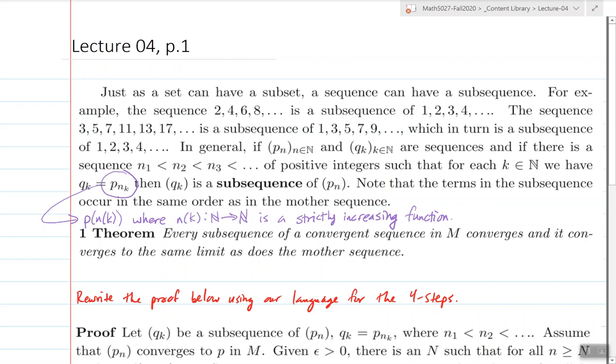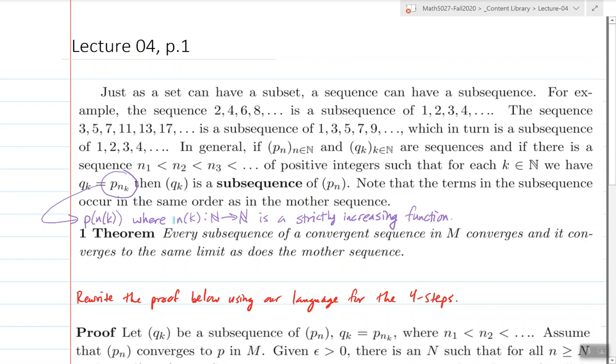So I think one thing from this initial paragraph that you should really get out is that you should consider that a subsequence is like a composition of functions. So if you think of P sub n sub k, then you should really think of it as P of n of k. That's what I'm writing here, right? Because I tried to describe before that sequences are just functions that map the natural numbers into the metric space that you're in. Each natural number corresponds to some point in the metric space.